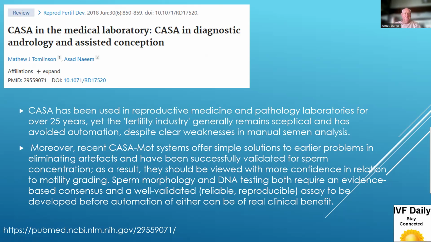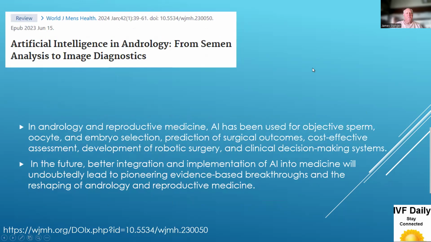Moreover, recent CASA motility systems offer simpler solutions to earlier problems in eliminating artifacts and have been successfully validated for sperm concentration. As a result, they should be viewed with more confidence in relation to motility grading. Sperm morphology and DNA testing both require an evidence-based consensus and a well-validated, reliable, reproducible assay to be developed before automation of either can be of real clinical benefit.